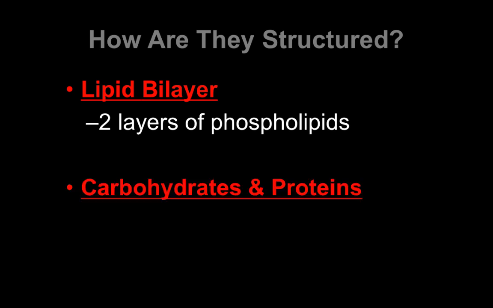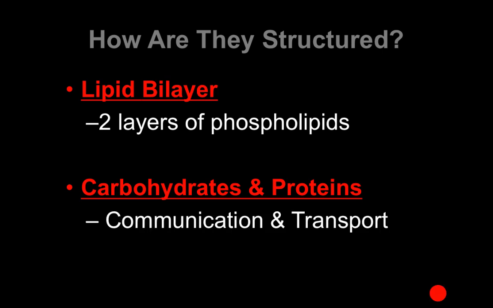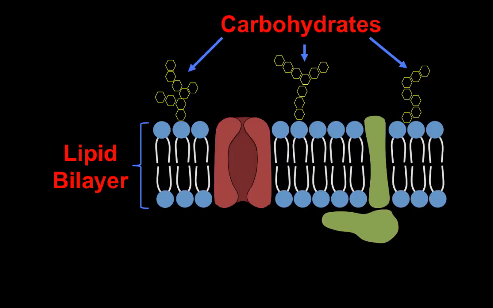Now, the carbohydrates and the proteins are going to be used for communication and transport, because cells need to be able to communicate and they have to be able to move stuff across. The way I think about this is that the carbohydrates are kind of like signs on the outside of a fence. They tell you information about what's inside. And then the proteins are like gates. They allow things to come in and out as necessary. So think of the lipids like the fence, the carbs like the signs, and the proteins like the gates.